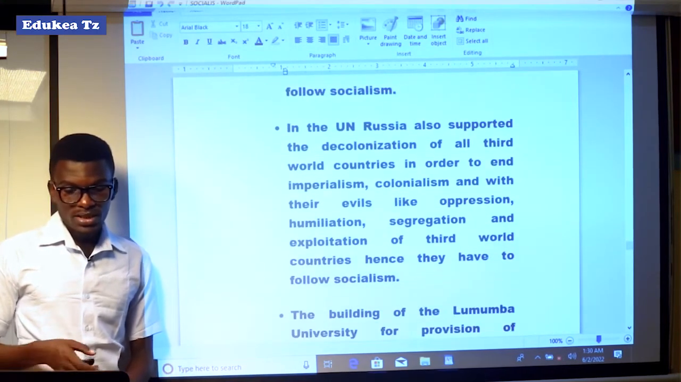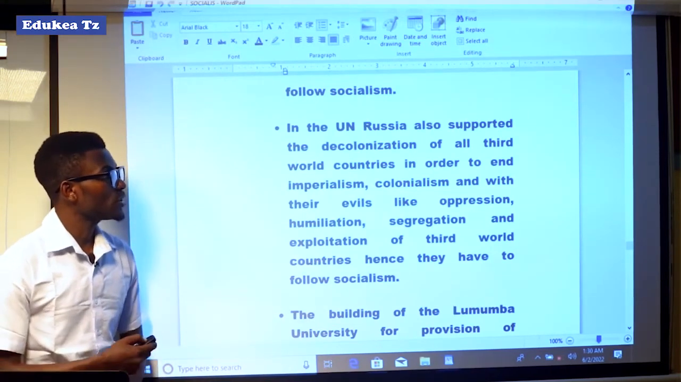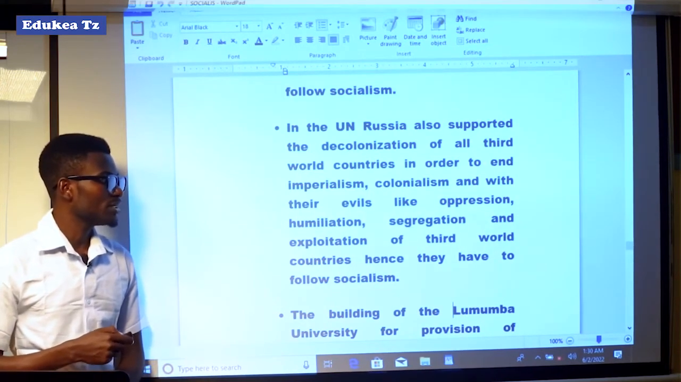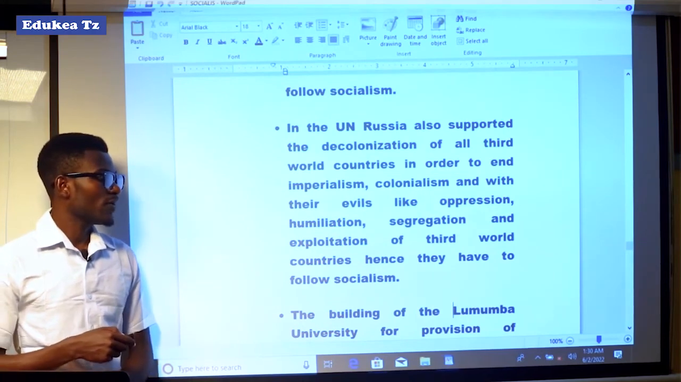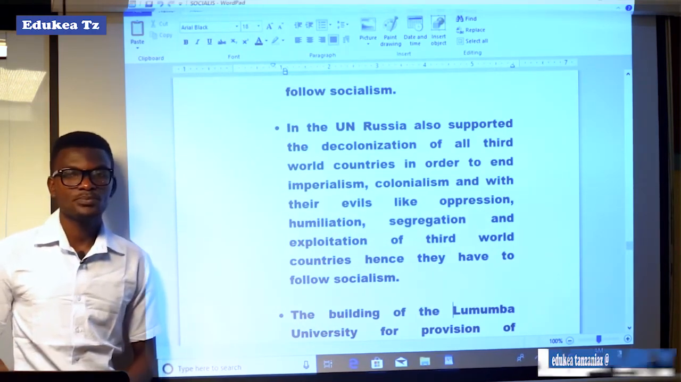Also, in the UN, Russia supported the decolonization of all third world countries in order to end imperialism, colonialism, and their evils like oppression, humiliation, segregation, and exploitation of third world countries. Hence, they had to follow socialism.